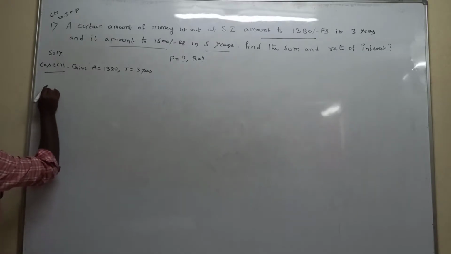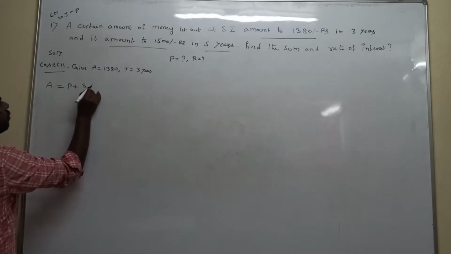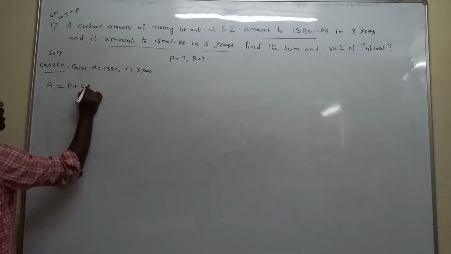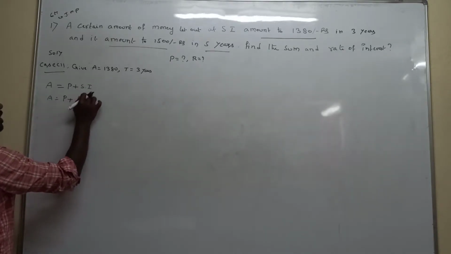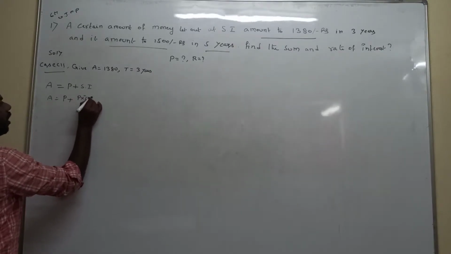What is the capital A formula? Capital A is equal to P plus simple interest. We need to calculate the simple interest. What is the simple interest formula? Simple interest formula is PTR by 100.